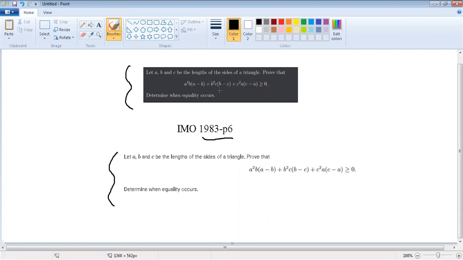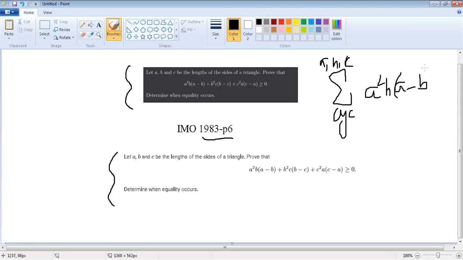a square b into a minus b plus b square c into b minus c plus c square a into c minus a greater than 0. Indirectly, if I write in cyclic notation, it is asking us to prove cyclic over a, b, c of a square b times a minus b greater than or equal to 0. And we have to also determine when this inequality holds. That means when does this sum equal 0.